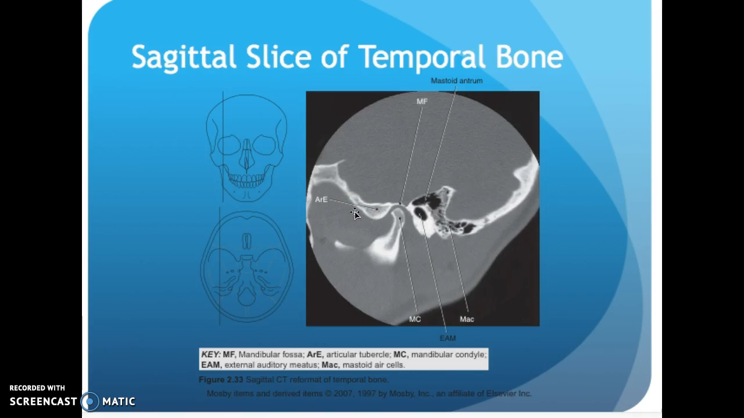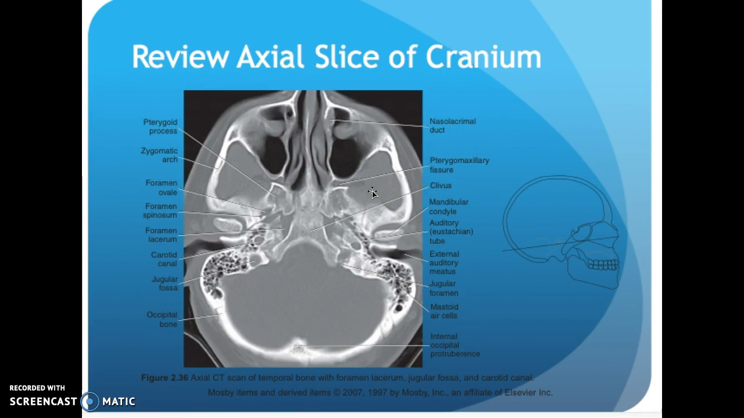Here is a sagittal view. This is a CT. We don't normally do CT scans of the TMJs. It's usually MRI. So if they're not able to do MRI, then we'll do the CT. You'll see here the mandibular fossa with the mastoid atrium and your EAM, mastoid air cells in the back. And this is your mandibular condyle. And here is your articular tubercle.